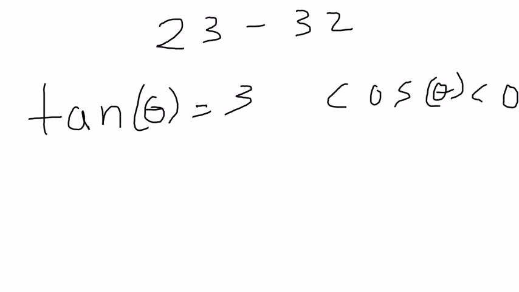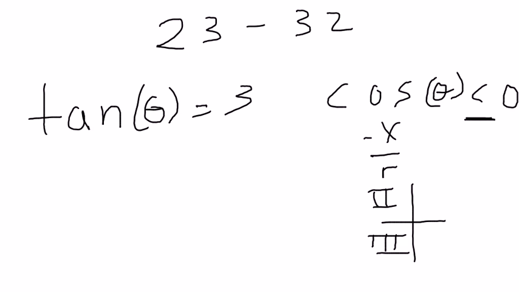If we use our chart, we know that cosine is x over r. And if cosine is less than 0, that means my x has to be negative because r is always positive. I repeat, r is always going to be positive. So if x is negative, that puts me in quadrant 3 or quadrant 2. Okay, x is negative in these two quadrants.